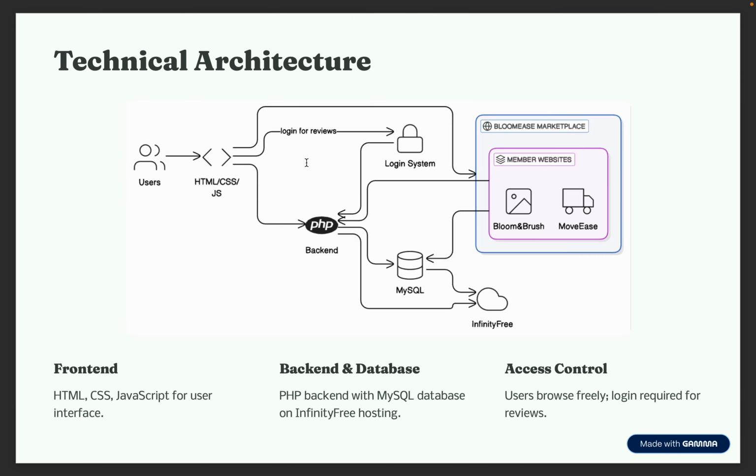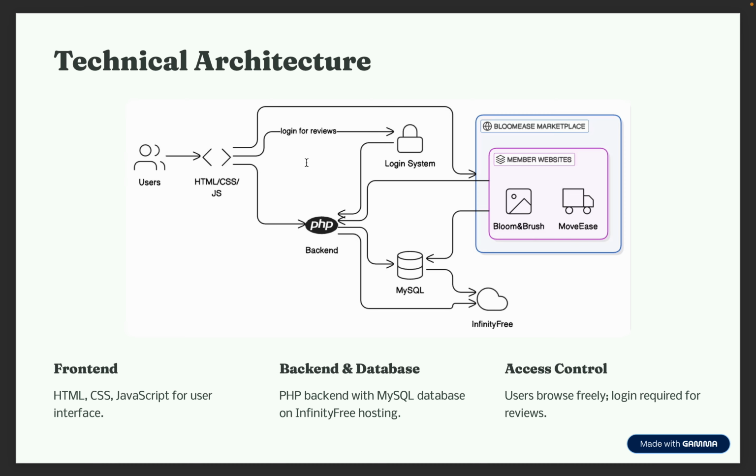This is the architecture of our marketplace. Start with the user. Whenever the user browses to the marketplace URL, he will get a login page. He adds his credentials to the login page, and they are authenticated via a database, which is a MySQL database. Once he is logged into the system, he will see two websites, Bloom and Brush and MoveEase.